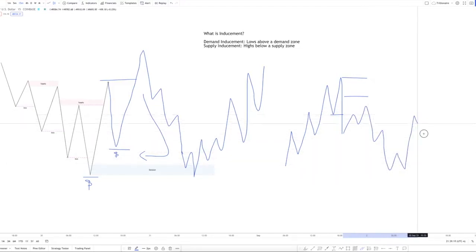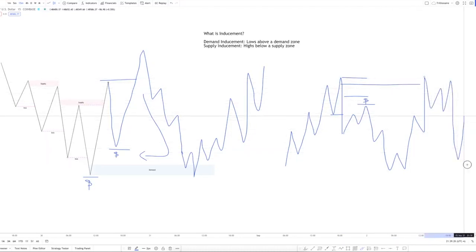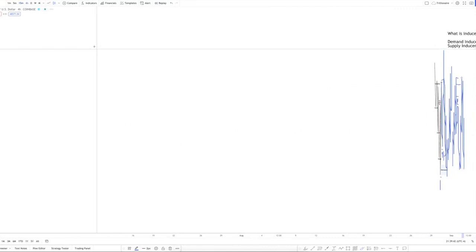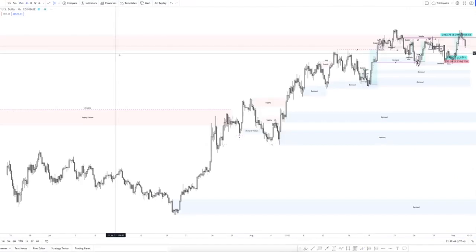What normally happens is price will then use this inducement right here, the money resting above this area, to push back to the upside, to mitigate this supply right here, and then we'll see price start to move back to the downside. That is what inducement is. So now let's actually look at some live examples of inducement on the charts.